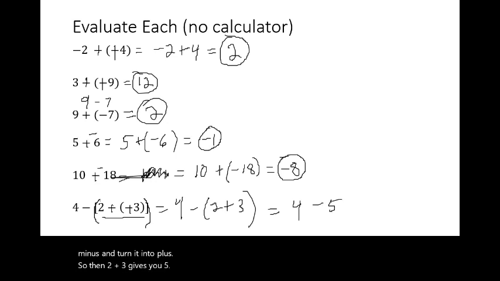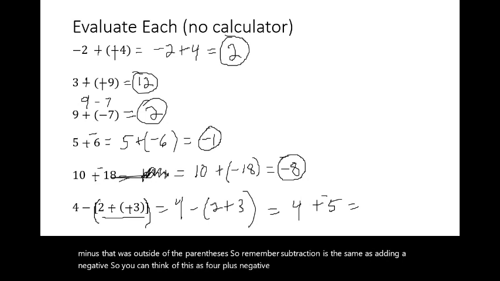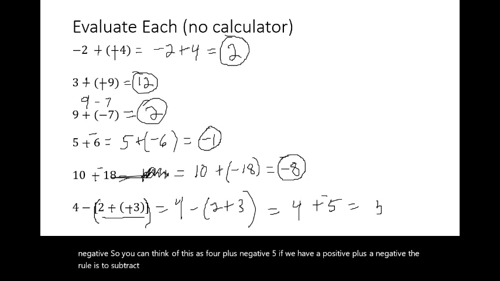Now that the parentheses are taken care of, I'm going to tackle that 4 minus that was outside of the parentheses. So remember, subtraction is the same as adding a negative. So you can think of this as 4 plus negative 5. If we have a positive plus a negative, the rule is to subtract them as if they were both positive. And the sign of the final answer is going to take the sign of the number that is further away from 0.